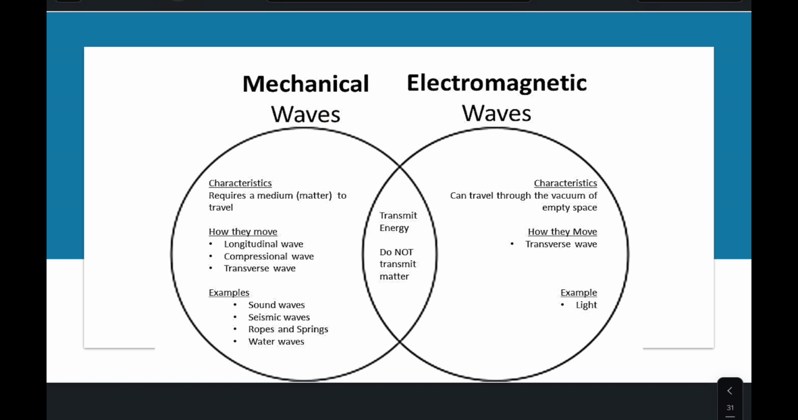So for the EM wave, the characteristic is that it can travel through vacuum or empty space. How are they going to move? They move in terms of transverse wave. But for mechanical wave, it requires a medium, the matter, to travel. They have a few patterns or types of the way they travel or move, whether in terms of longitudinal wave, compressional wave, or transverse wave. So in this syllabus, at your level, we are going to focus on the mechanical wave. We are going to look at electromagnetic wave during physics 2.